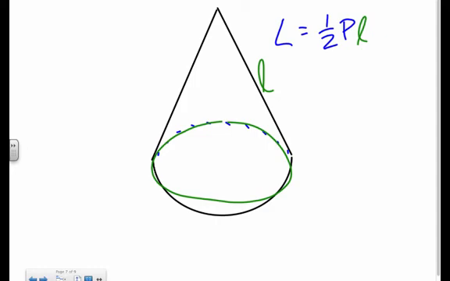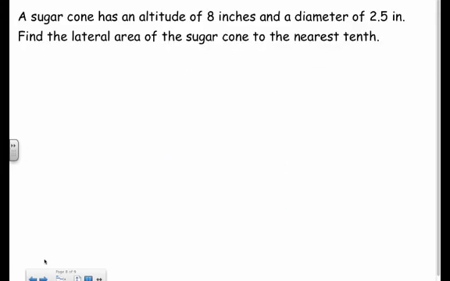And then for the surface area, it's the same thing. Take the lateral area and just the area of the base, which happens to be a circle. So if I look at it with all my circle stuff, we're going to have to plug in pi r squared for the area of the base. Let's just try one here quickly so we can get a look.